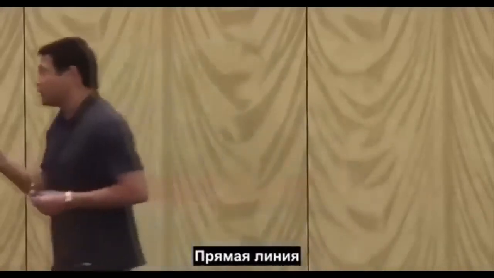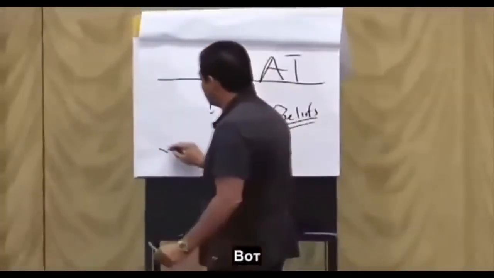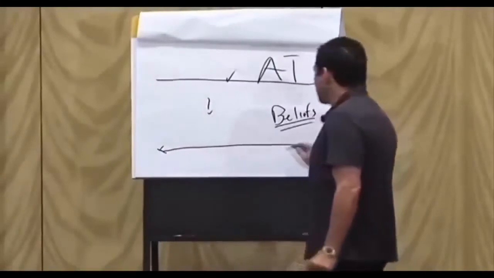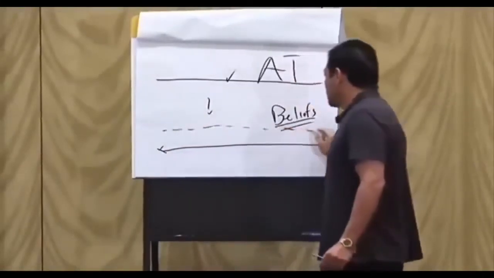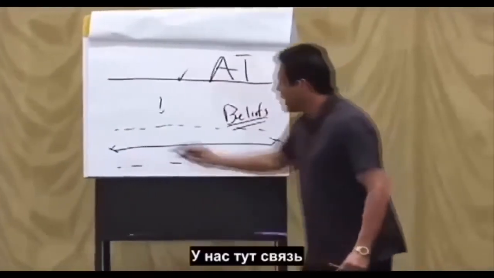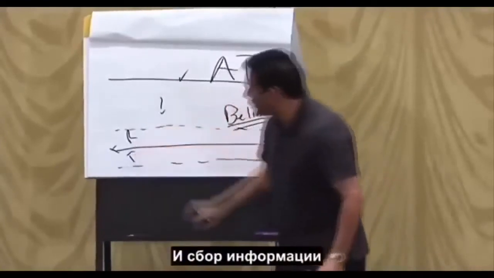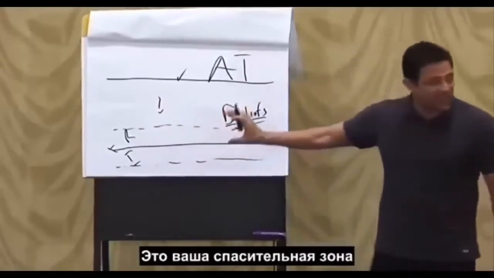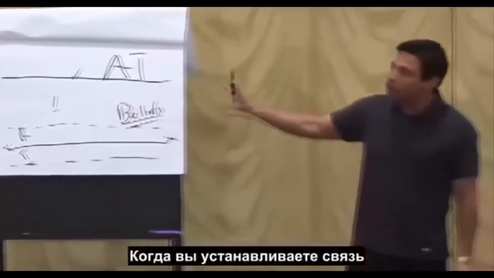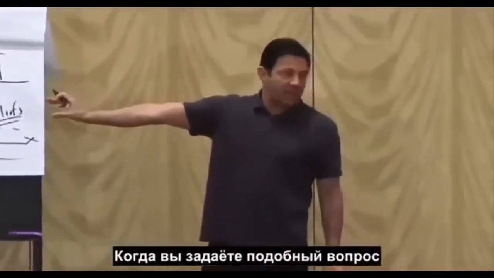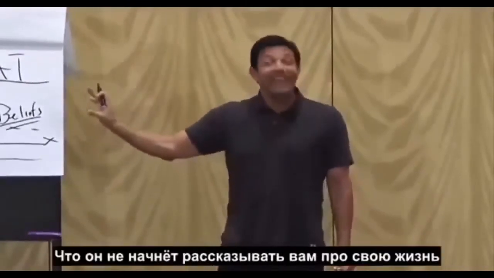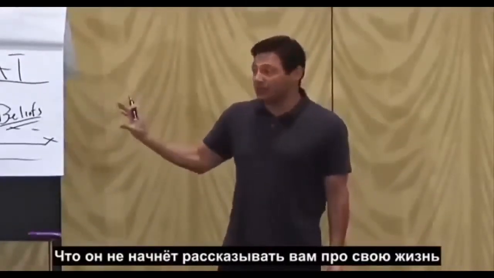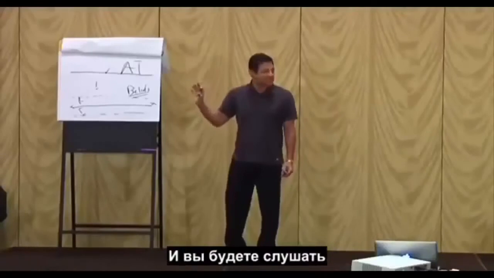Now watch, here's the straight line, okay? Right here. And remember, we have rapport and intelligence here, right? We do not want them going above and below these dotted lines. That's your safe zone where you're gathering rapport. So when you ask a question like that, you're hoping he's going to start telling you about his life. And you're going to listen.